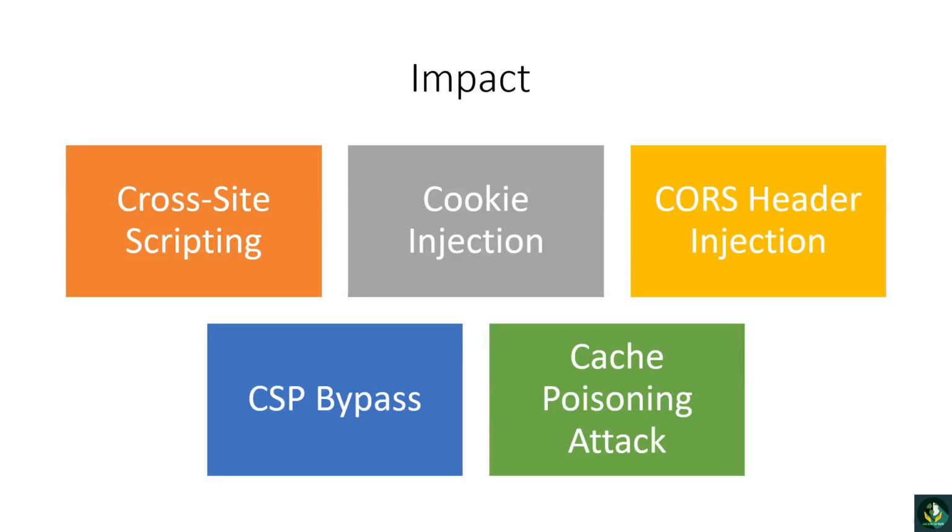The vulnerability allows the attacker to set arbitrary headers, take control of the body, or break the response into two or more separate responses. The impact depends on the technology stack, with outcomes including cross-site scripting, cookie injection, CORS header injection, CSP bypass, cache poisoning attacks, and many more.